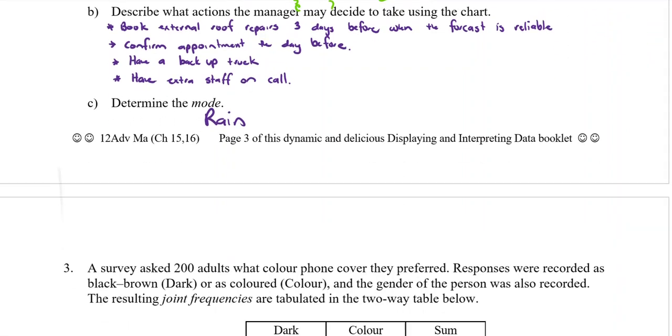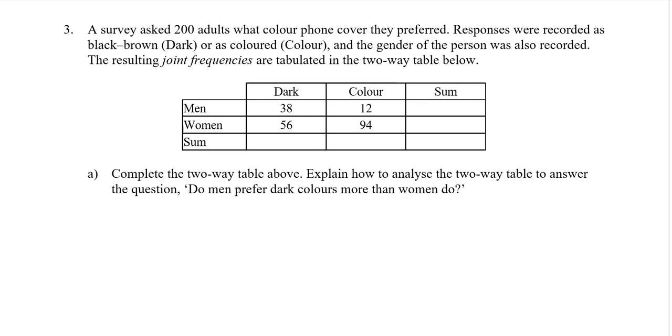Over the page, question 3. A survey asked 200 adults what colour phone cover they preferred. Responses were recorded, black, brown as being dark or coloured. So if you like black, brown, you were put into the dark category. Or if you wanted another brighter colour maybe, then it was just put down as colour. And the gender of the person was also recorded. The resulting joint frequencies are tabulated in a two-way table. So we're going to the table form now.